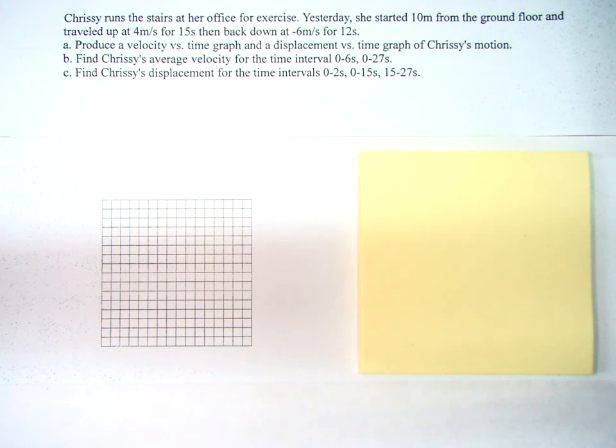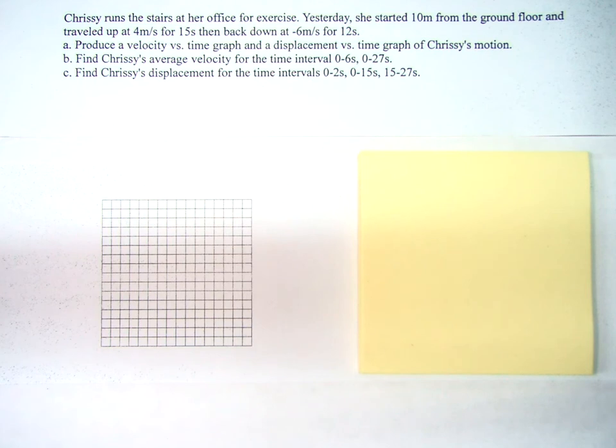So they give us the starting position. Okay? So they also give us the rate, 4 meters per second, that she travels for 15 seconds. Right? And we know from a velocity versus time graph that the area of the graph is the displacement. Okay? So we can figure out the positions once we graph the velocity.